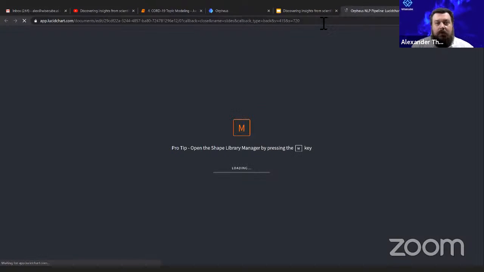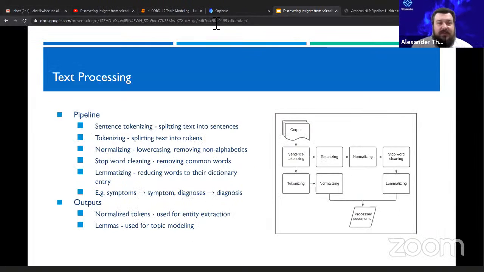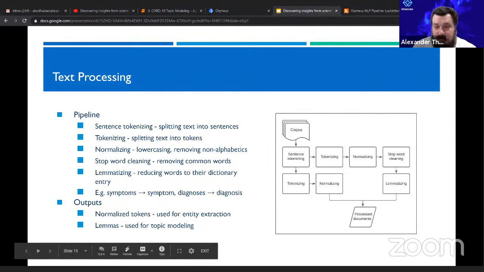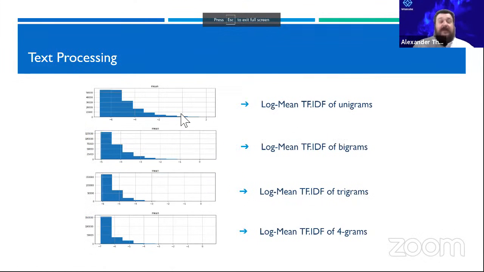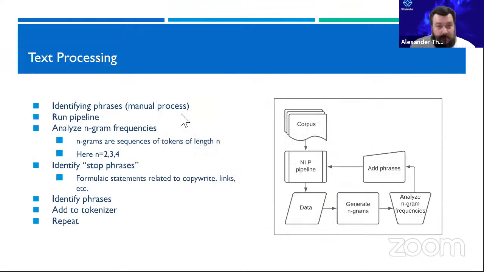Whoops. I clicked on something that I should not have clicked on. Where did my slide go? There we go. Okay. So I go back to that.